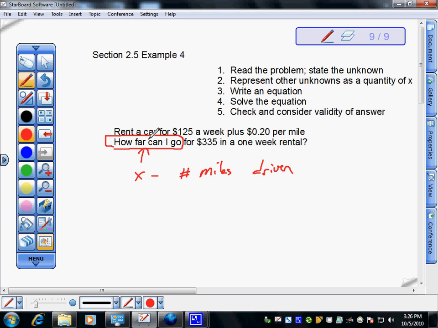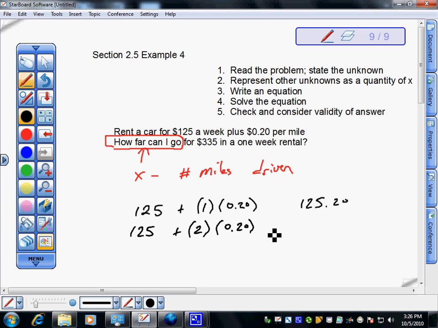And this is going to be a little bit tricky. I rent a car for $125 plus 20 cents per mile. Well, let's assume that we went 1 mile. I'm out the 125 plus I'm out 1 mile times 0.20 for my cents, and it would cost me $125.20 to go 1 mile in a week. Not very effective. If I was to go 2 miles, I'd have 125 plus 2 times 0.20, making it 125 and 40 cents.